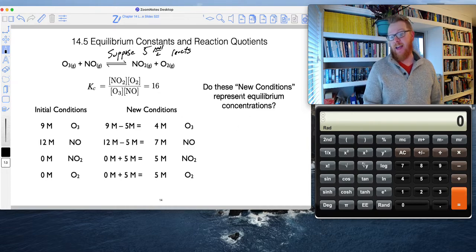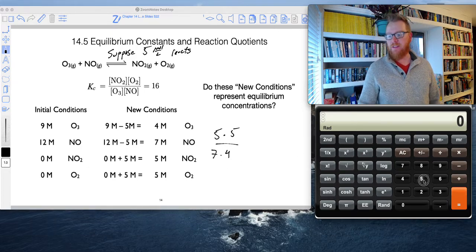Okay, so let's answer this question: do these new conditions represent equilibrium concentrations? How could we do that? Well, we would plug all of these into our equilibrium expression and see if it equals the equilibrium constant. So we would say 5 times 5, substituting in values for these symbols, all divided by 7 times 4.